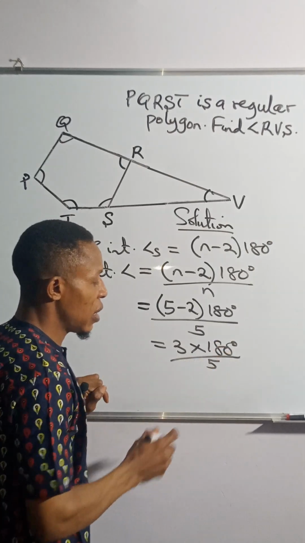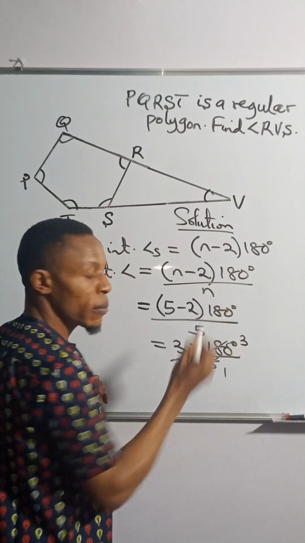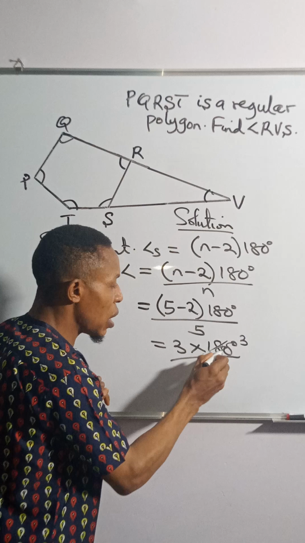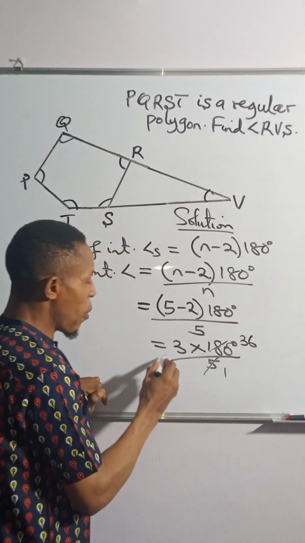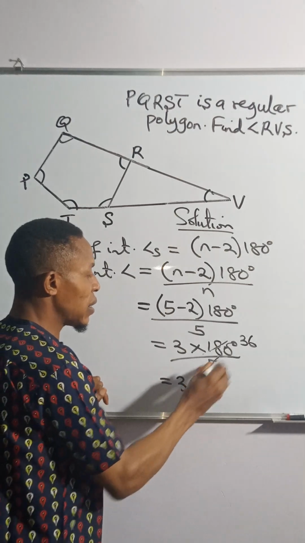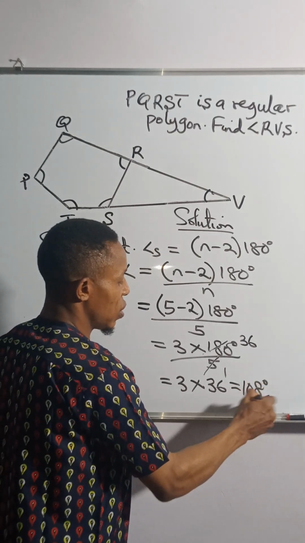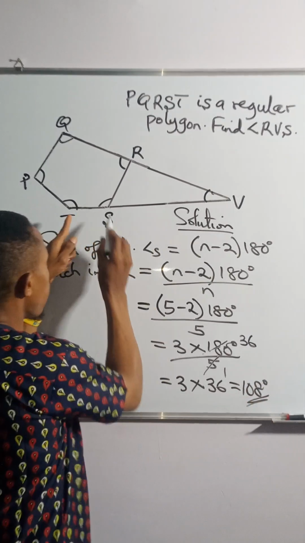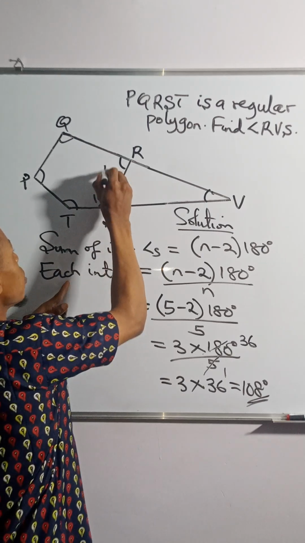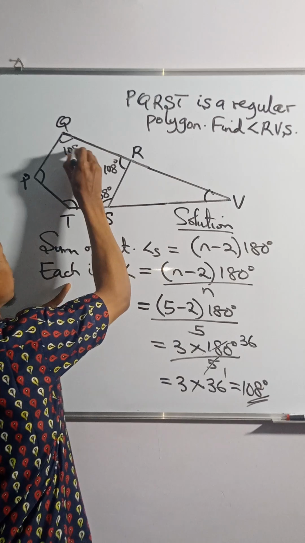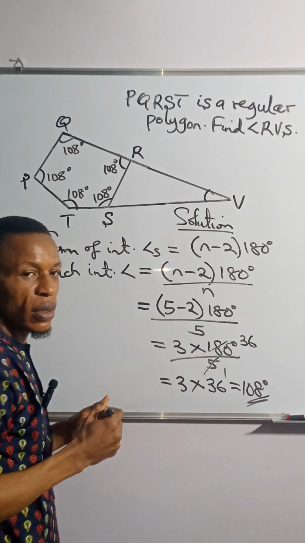Let's divide by 5. 5 goes into 18 three times. That is 15. Remember 3, we put the 3 here. It becomes 30. 5 into 30 gives us 6. Now when we multiply 3 times 36, it gives us 108 degrees. That means each of the interior angles of this polygon is 108 degrees.